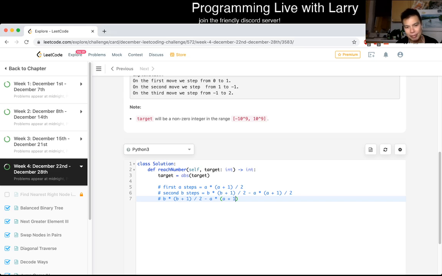And I think because of this formula, we should be able to iterate on A, which is the square root of the target, and then figure out B either by formula or binary search or something like that, and then figure that out.